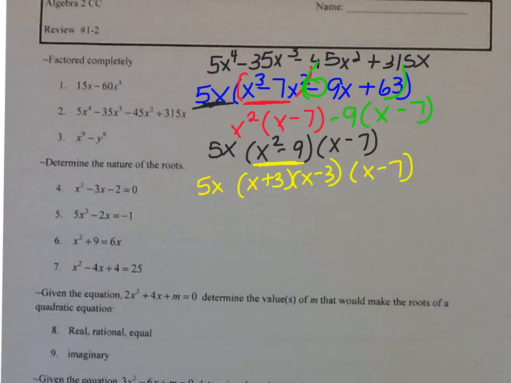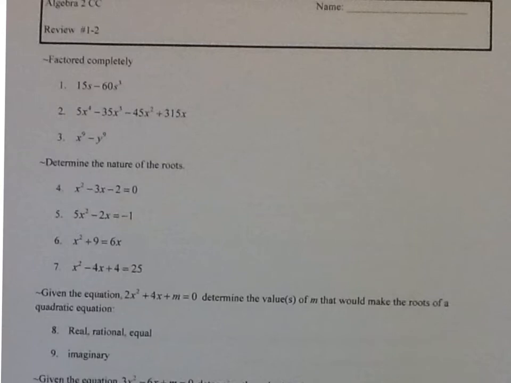All right, let's take a look at number 3. So number 3 is x to the 9th minus y to the 9th. I notice that it's only 2 terms. It is not the difference of 2 perfect squares because x to the 9th and y to the 9th are not perfect squares. Remember, they have to have even exponents. So is it perfect cubes? Yes, y to the 9th and x to the 9th are both perfect cubes.